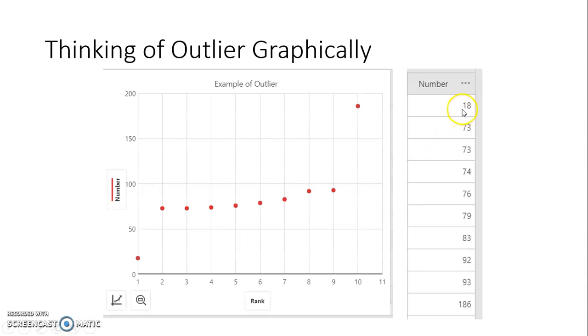Here is our list of 10 numbers, 18 all the way down through 186. If you put them on a graph, you can pretty clearly see these numbers in the middle are all pretty similar. So 73 through 93 are all pretty close together. And then we have this number that's way outside, 18, and another number way outside, 186. I think this is a helpful way to visualize an outlier. You can see that, just visually quickly looking at them, they don't fall within the rest of the data set. Why might this be useful?